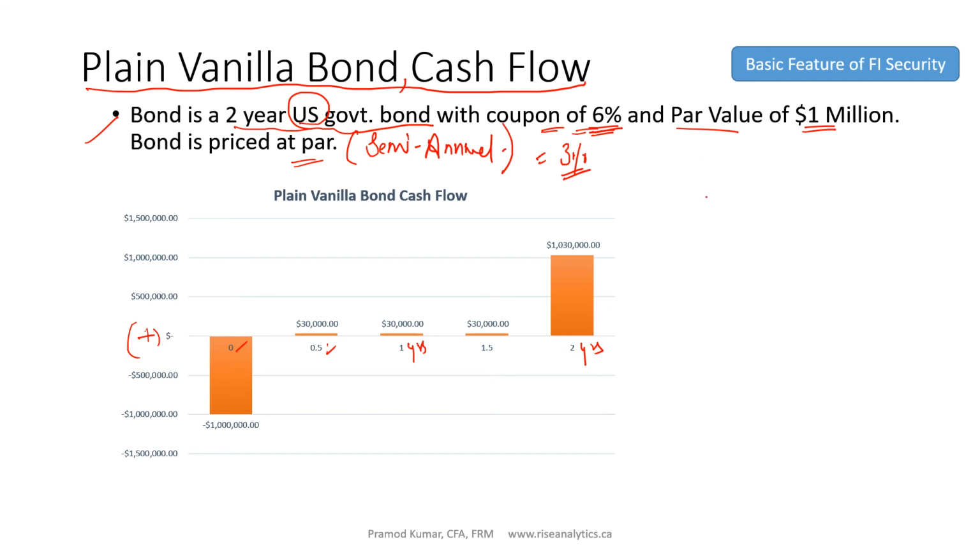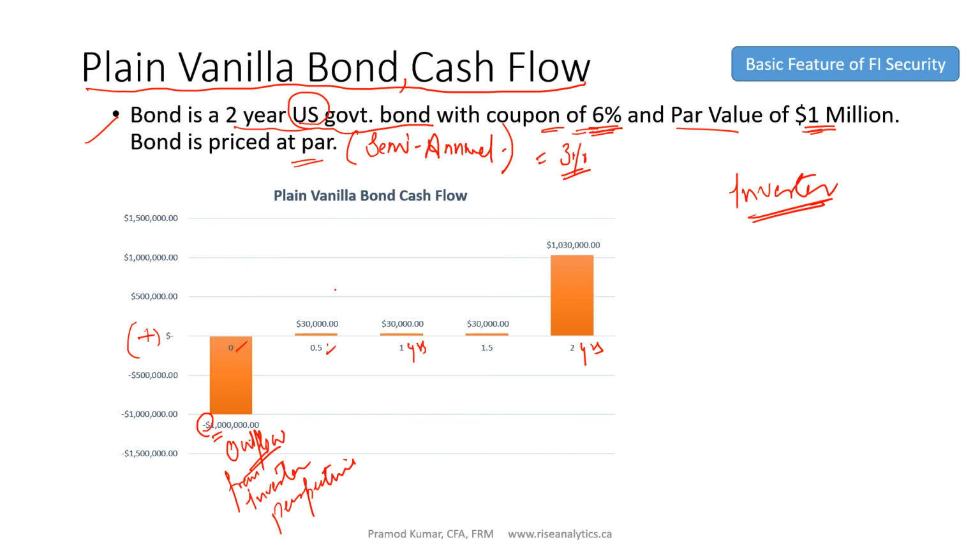At zero, think from the investor perspective. If the investor is interested in this bond, first the investor will give this money, right? So that's why there is a huge negative 1 million cash outflow here. You see, this is negative. So this is an outflow from the investor perspective.